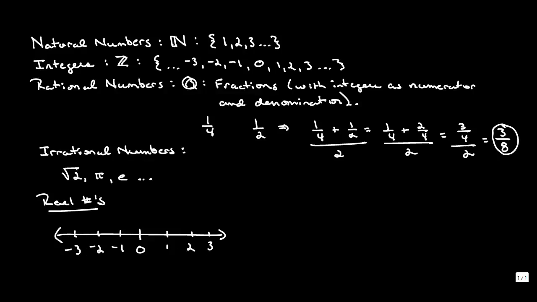But any point that you grab on this line, let's say this guy right here, that is a real number. And this guy over here, that is a real number. And so is this guy. And so is this guy. They're all real numbers. Okay, so that's our real number line.